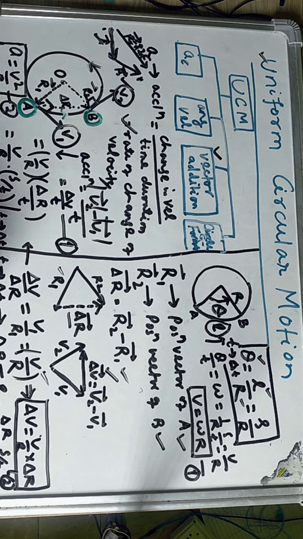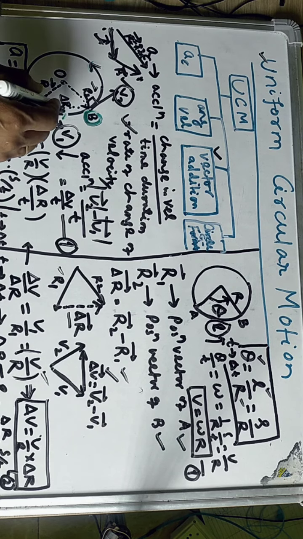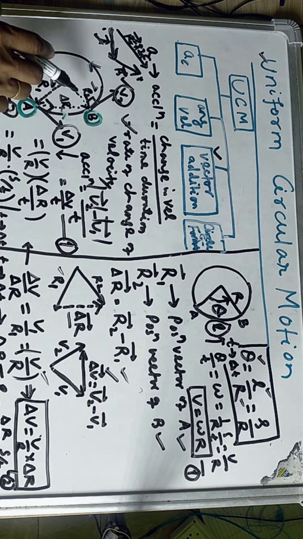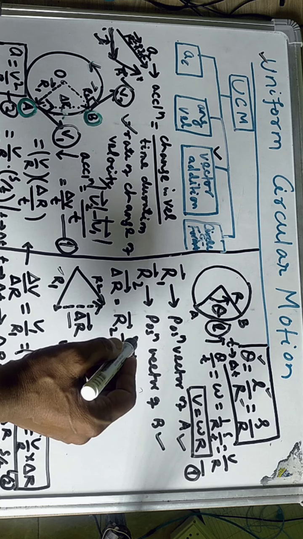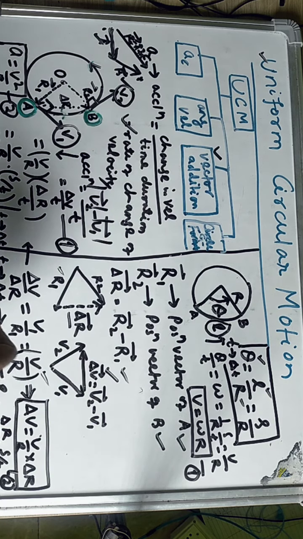Here, when the time duration becomes small, this delta r also decreases, and at a certain very small time duration we find this arc and delta r will be almost the same. That means in that case it will be our distance the object has covered during that time.